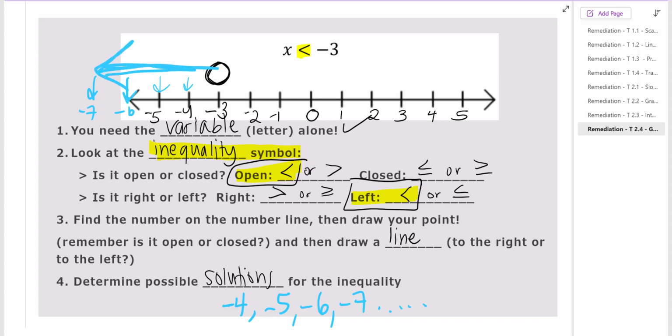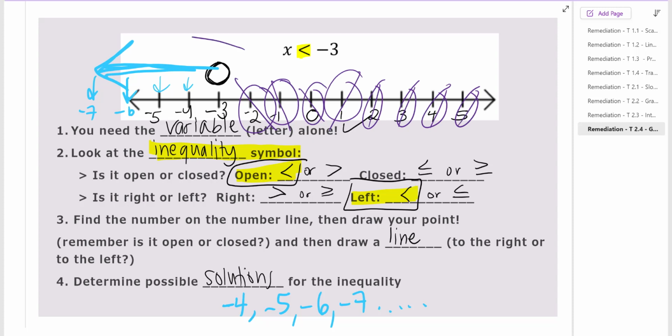Okay, negative 2 is not a solution. Negative 1, not a solution. 0, no. So negativo 2, negativo 1, 0, 1, 2, 3, 4, 5 no son soluciones porque no está abajo esta gráfica.